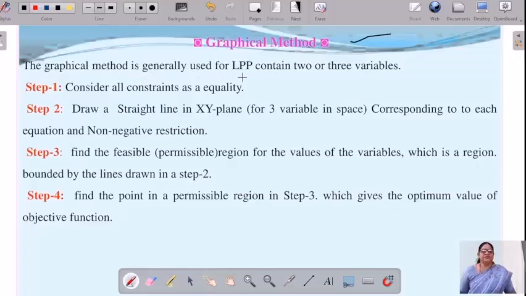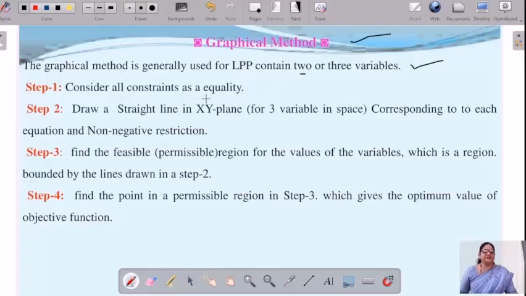Graphical method is generally used for LPP containing 2 or 3 variables. We use the graphical method basically when the LPP contains 2 or 3 variables. In our syllabus we will discuss the solution of LPP by using the graphical method for only 2 variables. Let us see the step by step method of how to solve it by the graphical method.